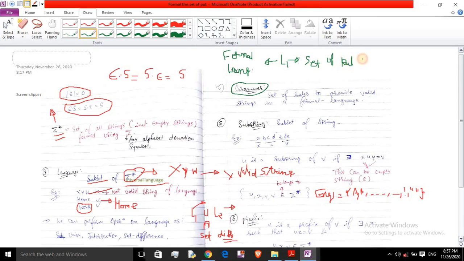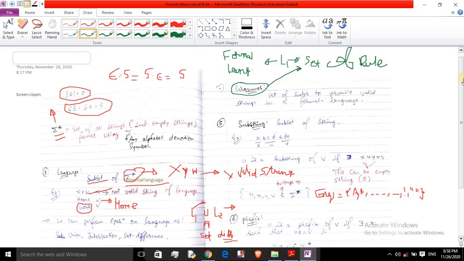This is a set of rules. There is a set of rules. This set of rules is called a grammar for a given language.